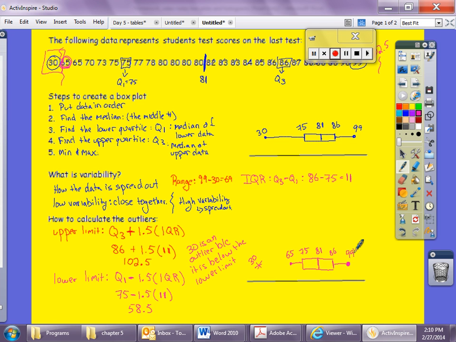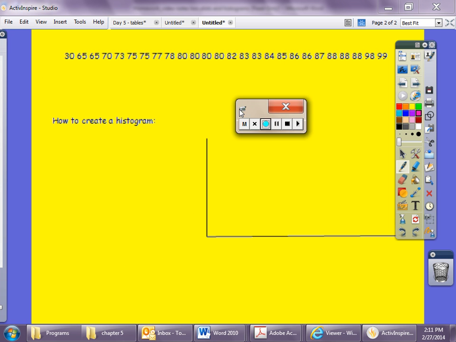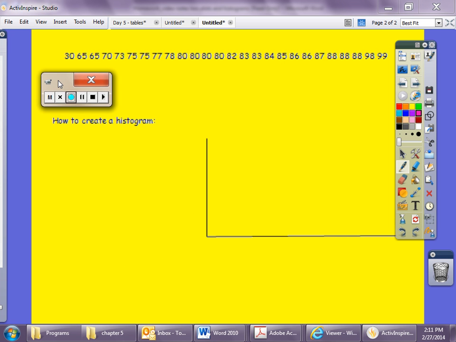We just have to remember these two specific formulas for the upper limit and for the lower limit. And then to create a histogram, how do we create it? Once again, we want to put the data in order. And then we have to do intervals.